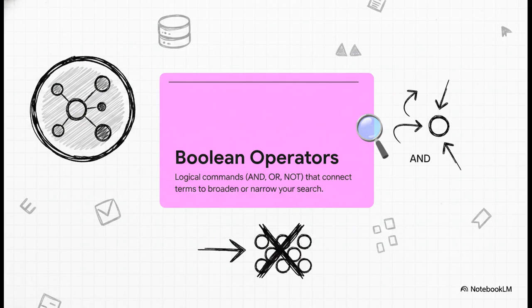Boolean operators dictate the relationship between your terms. AND narrows your search because the database must find records containing both terms. OR broadens your search.